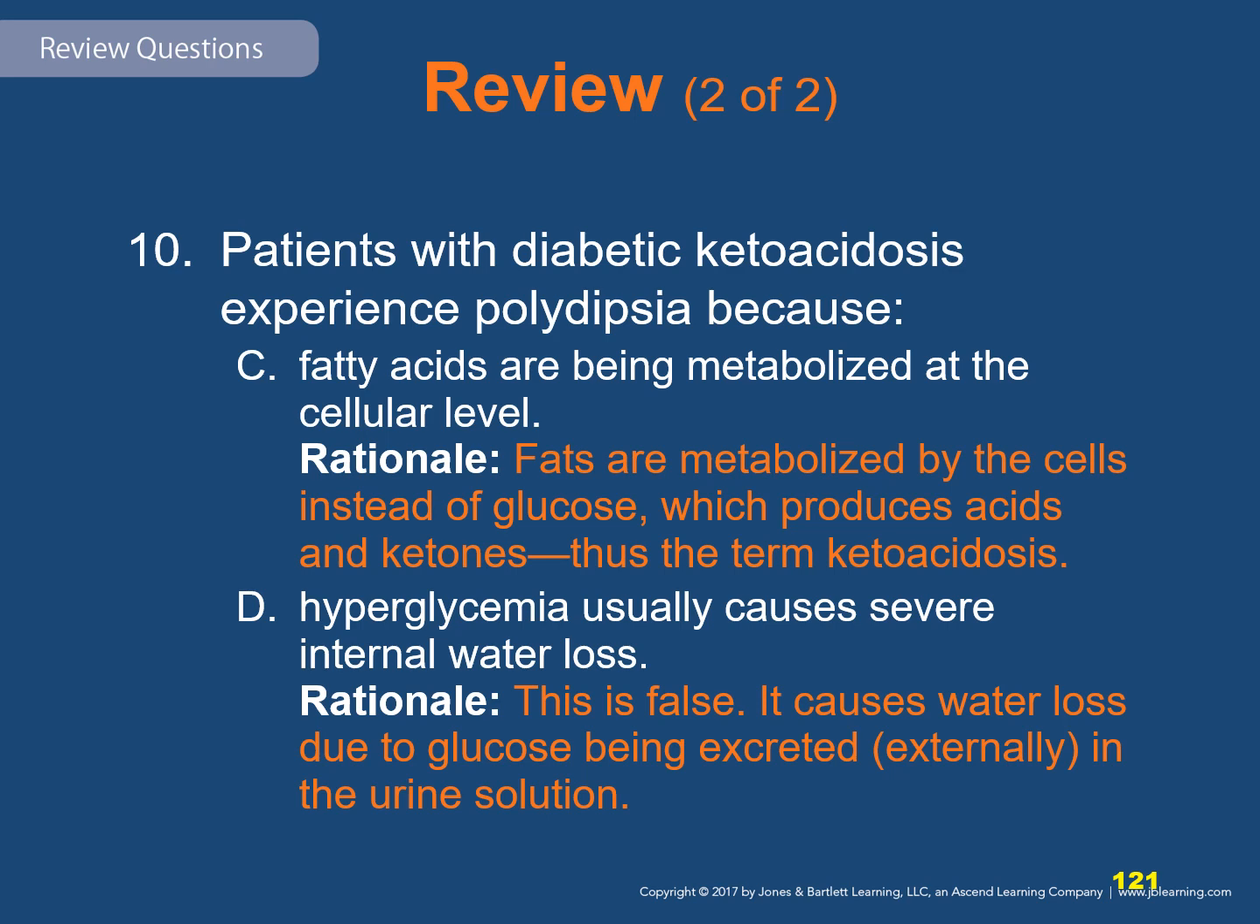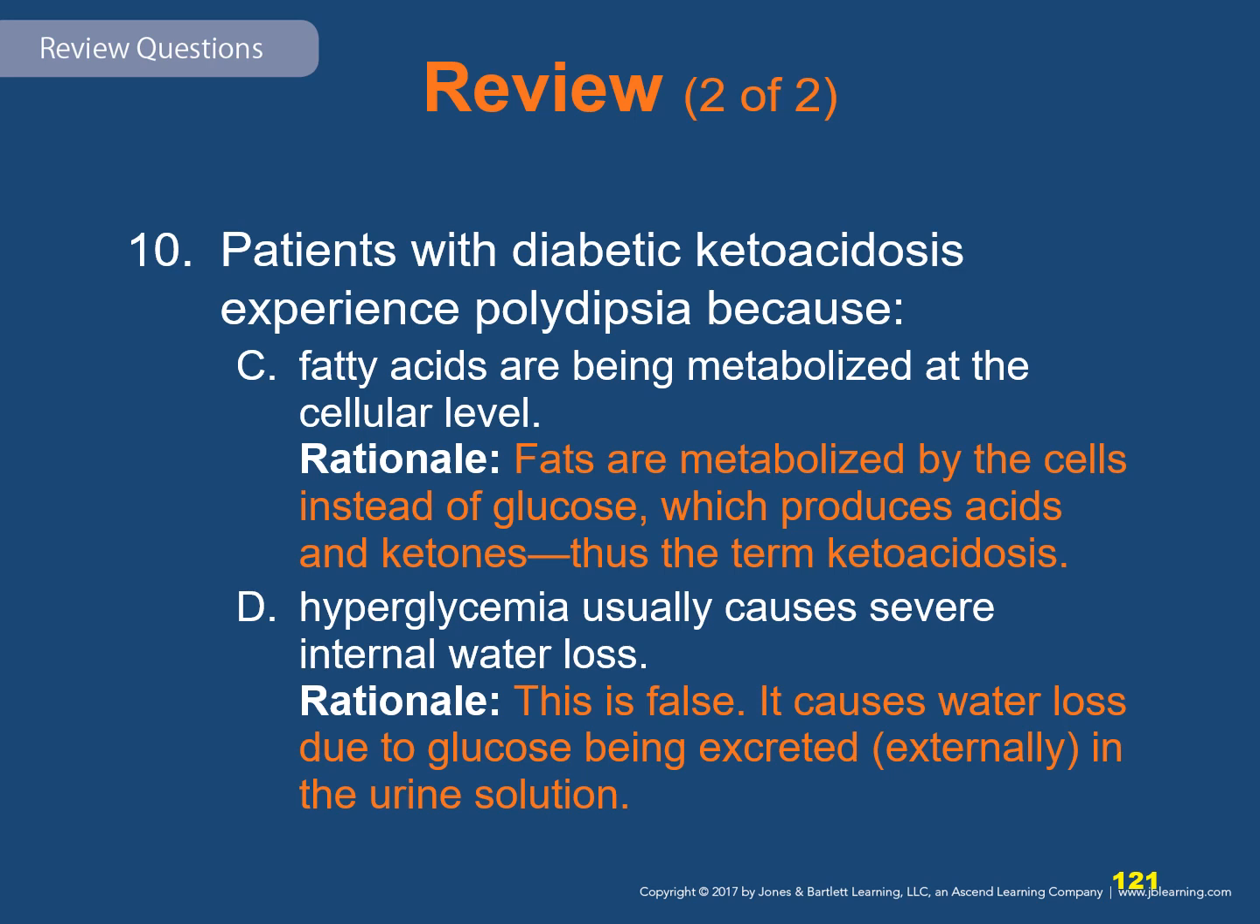So looking at C, patients with diabetic ketoacidosis experience polydipsia because fatty acids are being metabolized at the cellular level. That's incorrect because fats are metabolized by the cells instead of glucose, and that's what produces the acids and ketones, thus the term ketoacidosis. But that's not what makes them excessively thirsty. The thirst is secondary to the ketoacidosis, which is what the question's asking you.